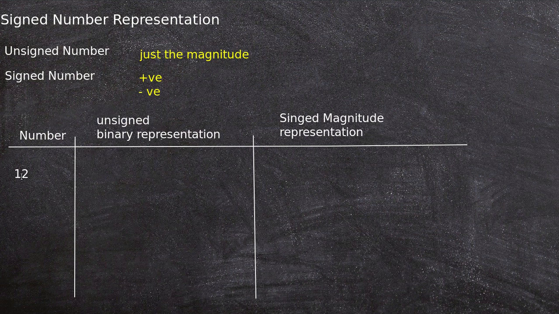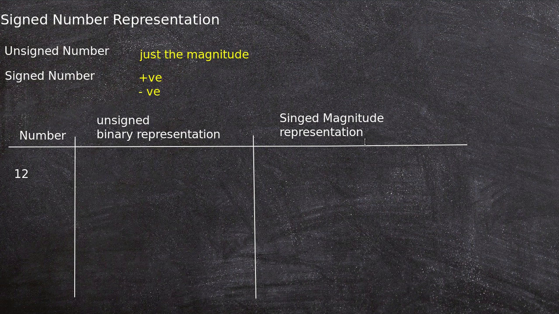Suppose we have a number 12. Now we will represent it in unsigned binary representation and signed magnitude representation. When we are representing any number using a sign, there are multiple ways by which we can represent it. Here we will discuss the signed magnitude representation.